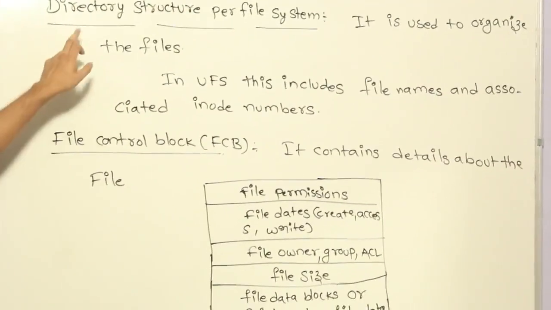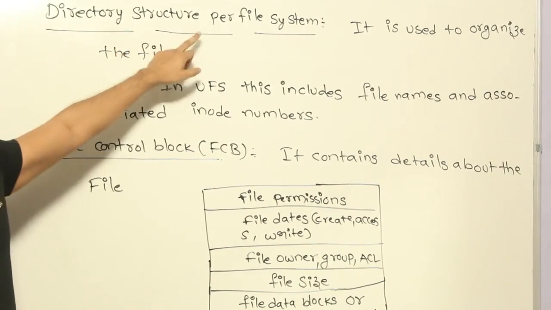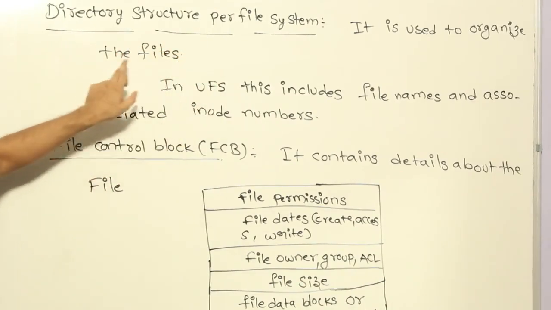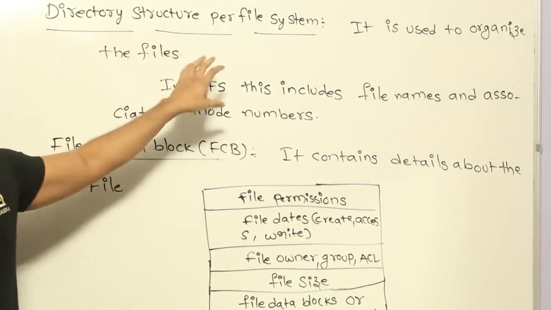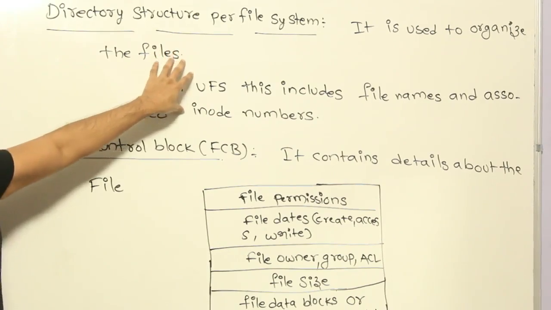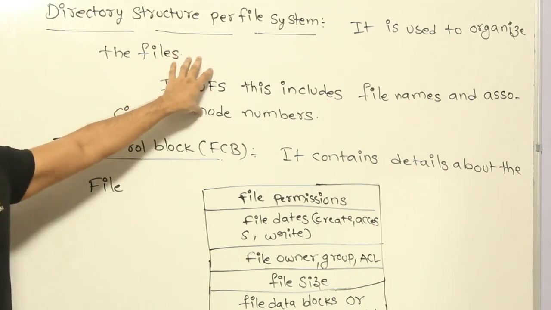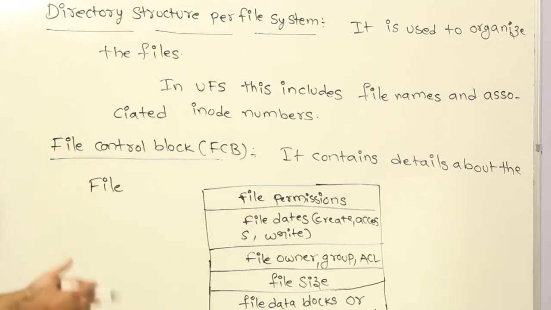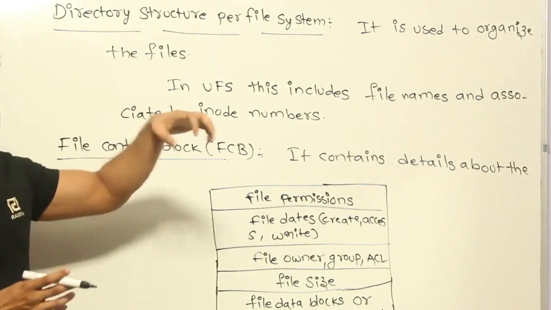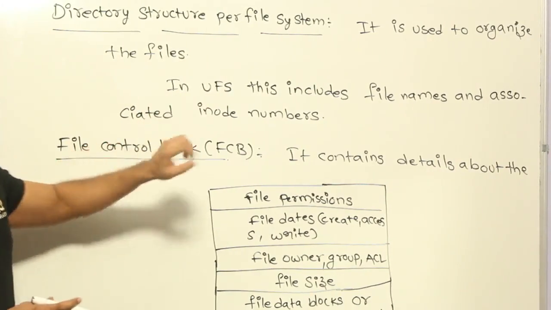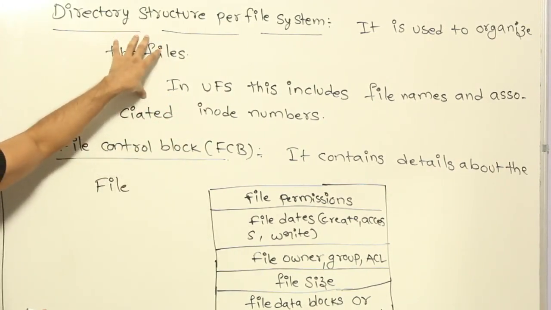Now the next one is the directory structure per file system. It is used to organize the files. So this is the block which is going to give you everything about how the files are organized. What are the directories you have and under what directory you are going to have a file. The entire directory structure is going to be stored in this block.